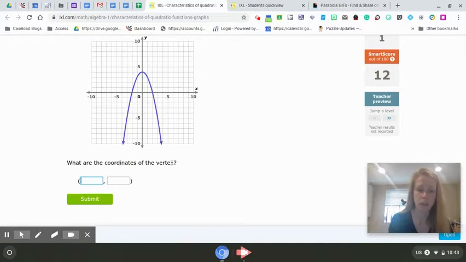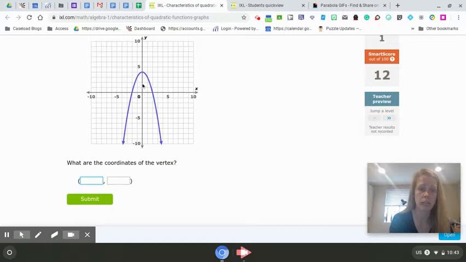Now it's asking, what are the coordinates of the vertex? Now that's a new vocabulary term as well. The vertex, remember, is like the tippy top point of your parabola. So my vertex point would be right here. So I'm going to find the coordinates of that. So how many over on the x and then how many up or down on the y.